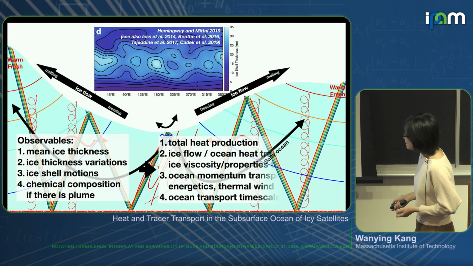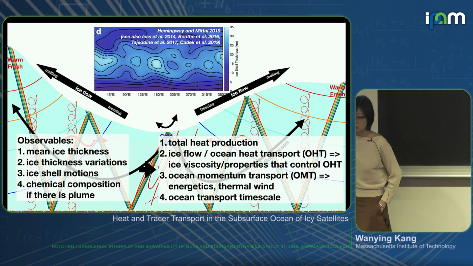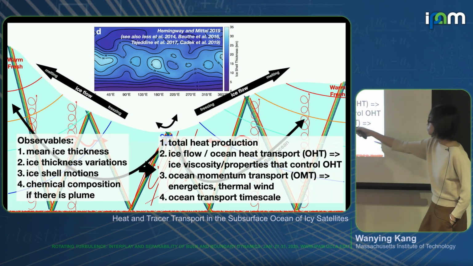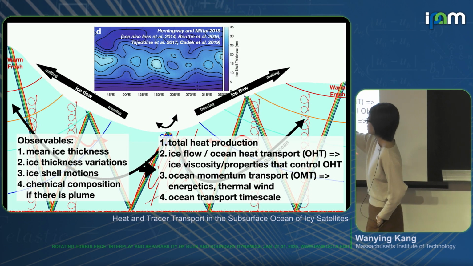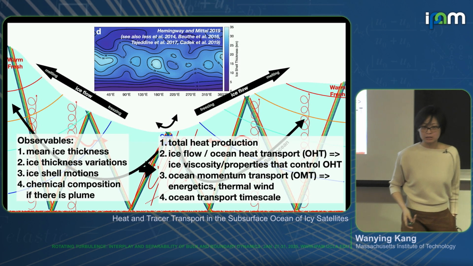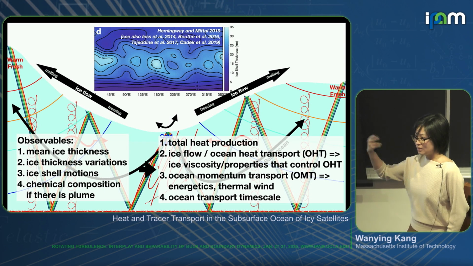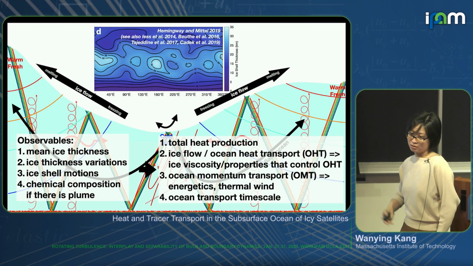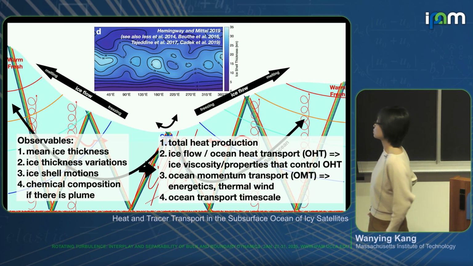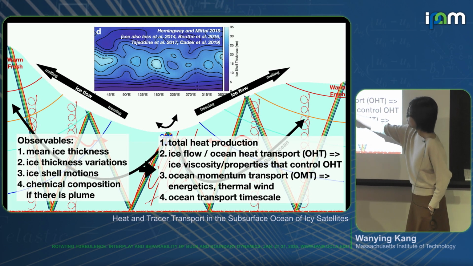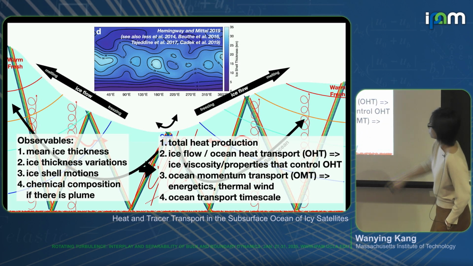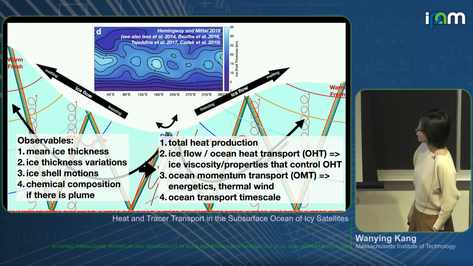So okay, for this audience, we have to convert this list of observables to something that we care more about, right? First of all, the mean ice thickness tells us the total heat production rate in the system, because we have to be in energy balance, right? The heat loss from the ice shell has to be in balance with the total energy production. So then the number one there can turn into the total heat production here, okay?